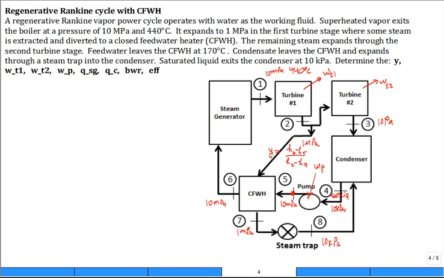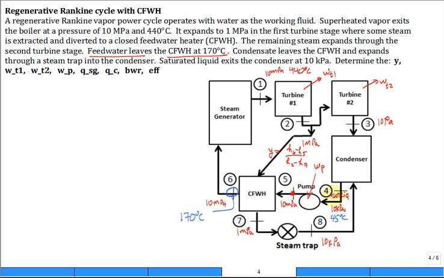Now, one thing about the feed water that leaves the closed feed water heater: you often have to have this temperature specified. In this problem, they say that temperature is 170 degrees C. All I can say is the temperature that this is coming out at. Okay, look at the temperature at 4, saturated liquid at 10 kPa. Maybe it's around 45 degrees C, right?